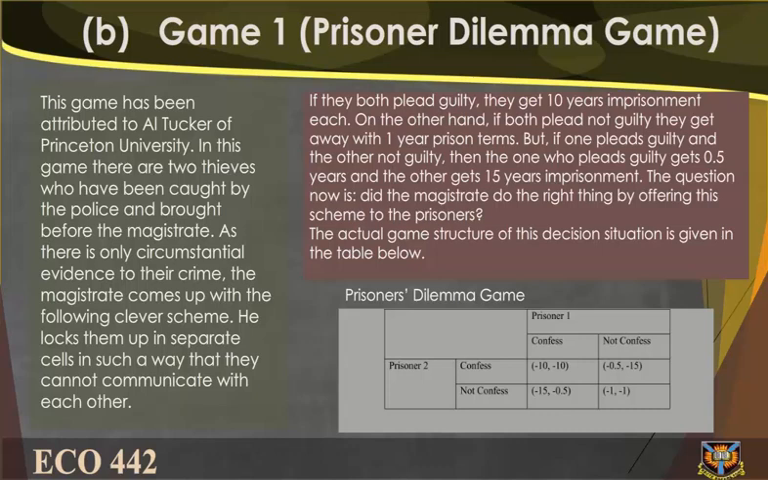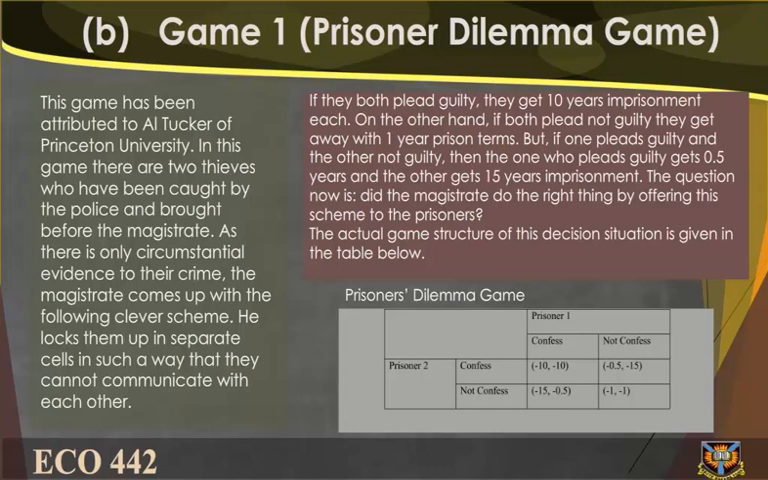He locks them up in separate cells in such a way that they cannot communicate with each other. If they both plead guilty, they get 10 years imprisonment each. On the other hand, if both plead not guilty, they get away with 1 year prison terms. But if one pleads guilty and the other not guilty, then the one who pleads guilty gets 0.5 years and the other gets 15 years imprisonment. The question now is, did the magistrate do the right thing by offering this scheme to the prisoners?